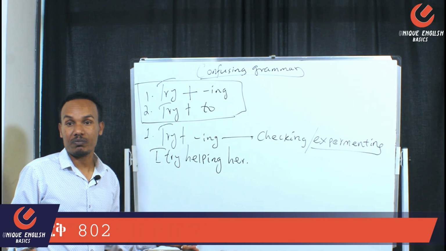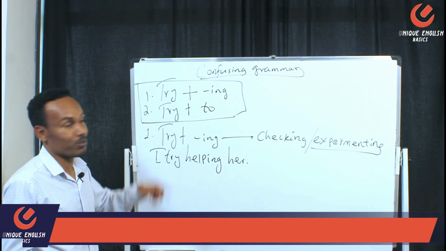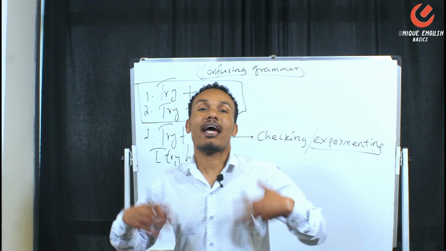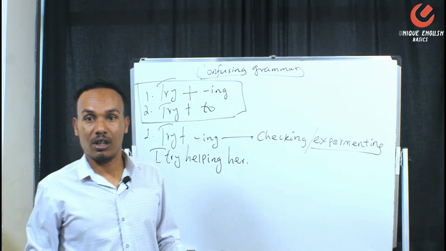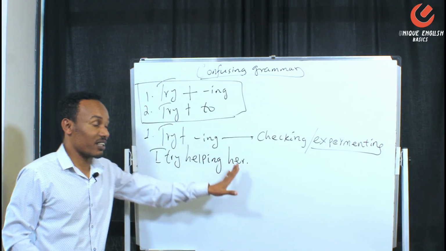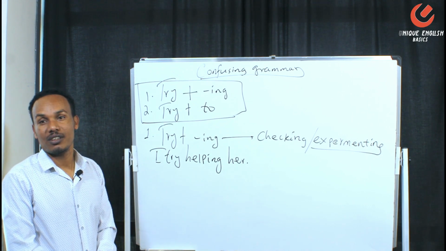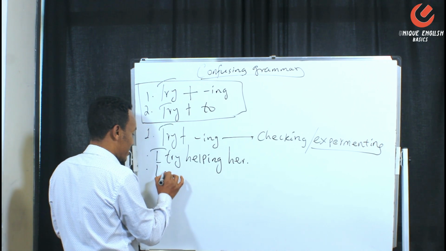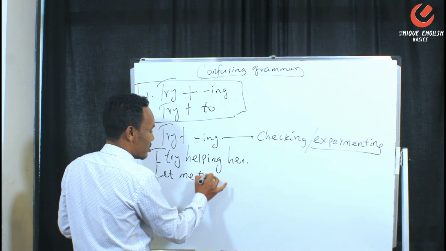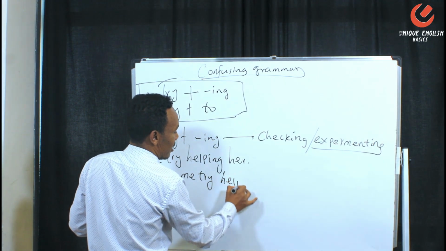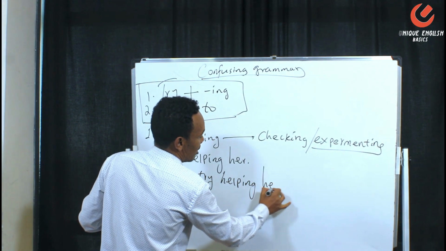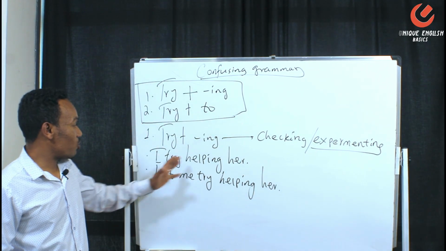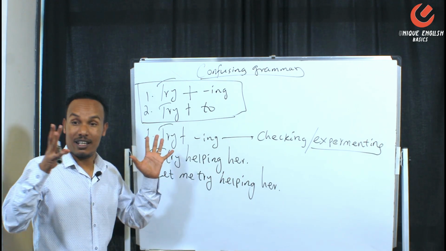What does it mean? I try to help her. I am trying to... I try helping her. What does it mean? Or, if you say, let me try helping her. See, let me try helping her. Say, let me try helping her. So, I try helping her, or let me try helping her.